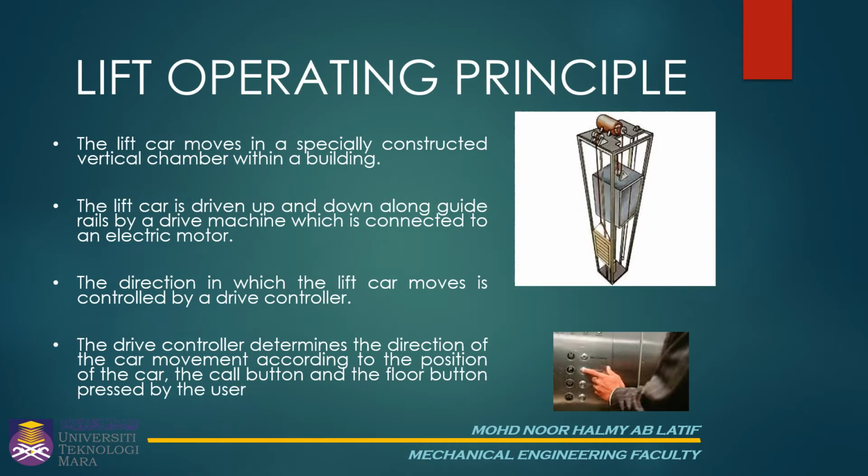Lift operating principle. The lift car moves in a specially constructed vertical chamber within a building. The lift car is driven up and down along guide rails by a drive machine which is connected to an electric motor. The direction in which the lift car moves is controlled by a drive controller. The drive controller determines the direction of the car movement according to the position of the car, the call button, and the floor button pressed by the user.